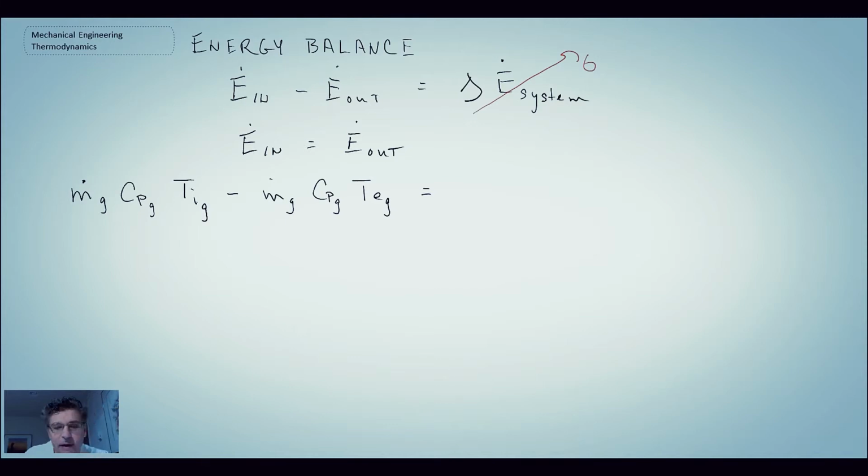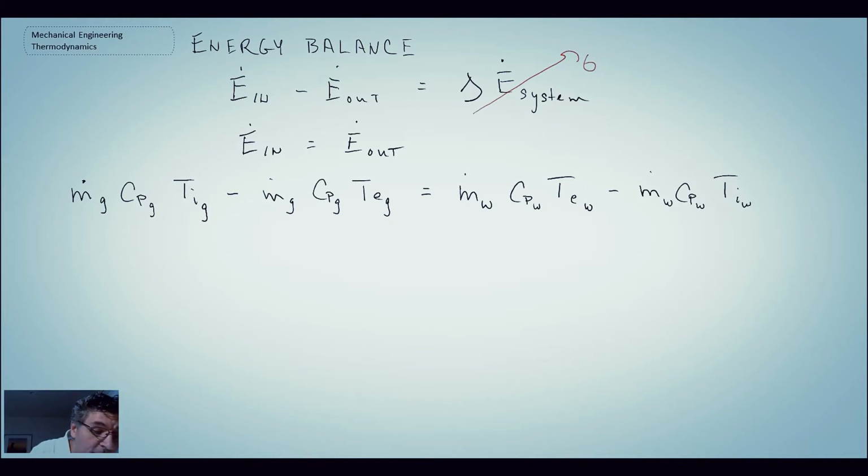And that will be equal, so that is the glycol flowing in minus the glycol flowing out, and that will be equal to the water flowing in minus the water flowing out. So that is a balance that we have.